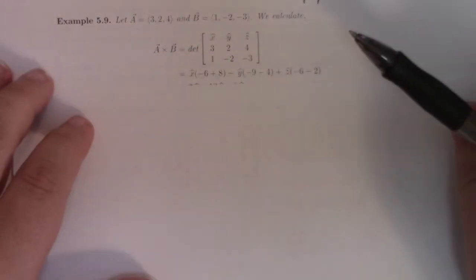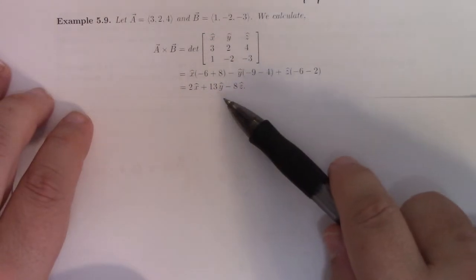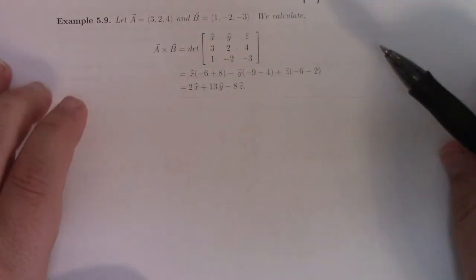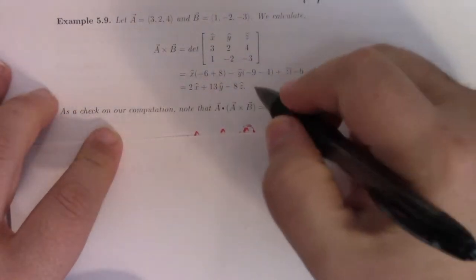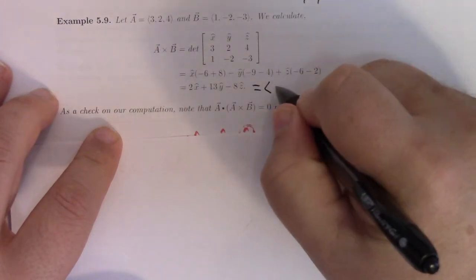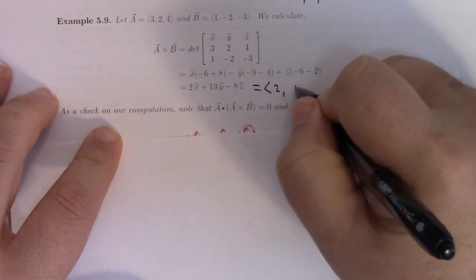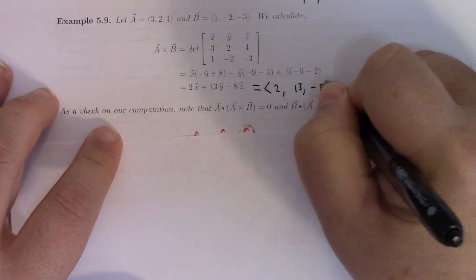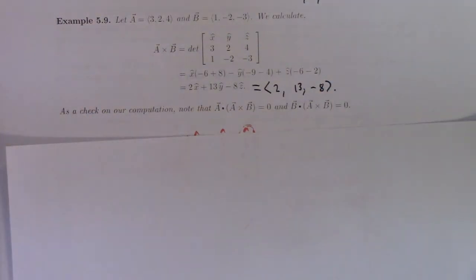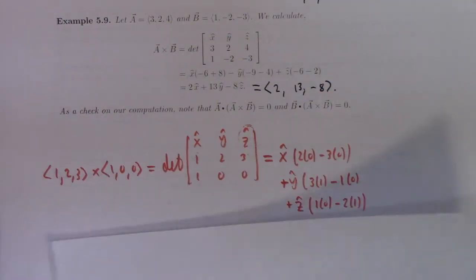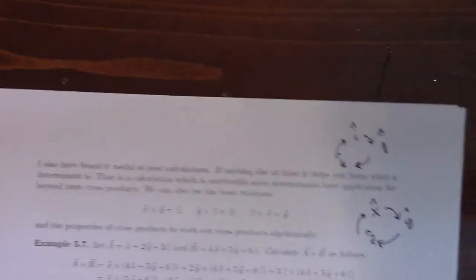So lo and behold, we get 2x hat plus 13y hat minus 8z hat, which of course in the other notation is (2, 13, -8). All right. Okay. Moving on here.